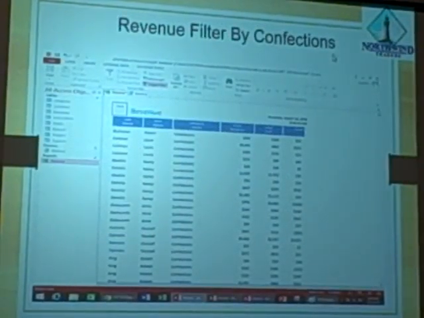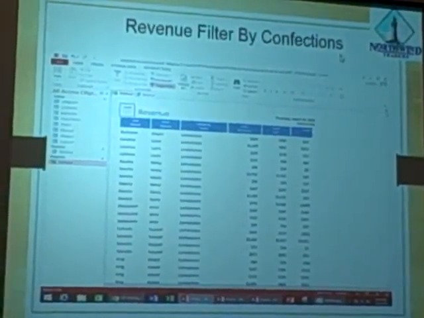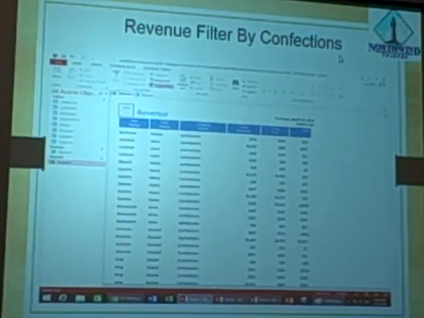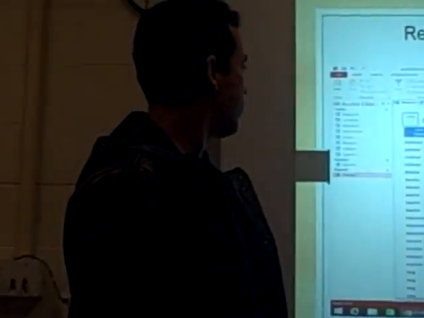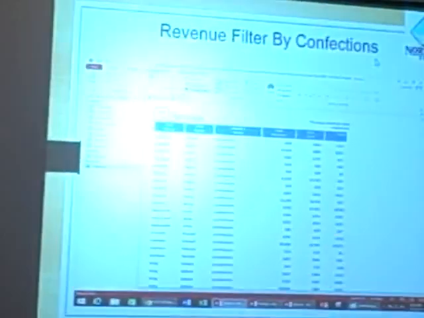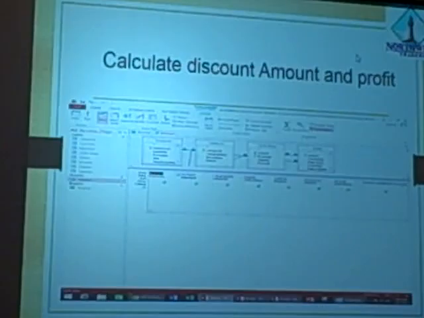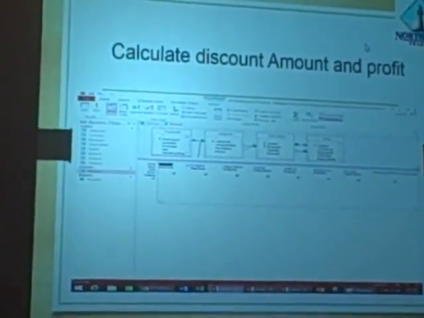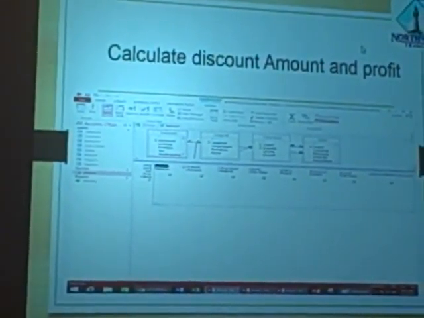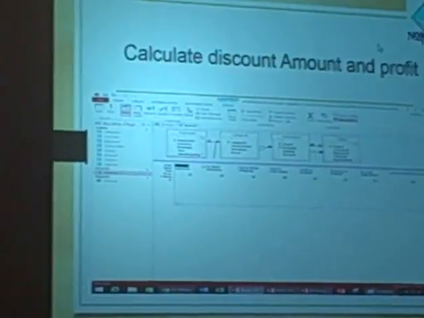Okay, so this is how we calculate the revenue, and this is a report for the revenue, and it's filtered by the category confection. This is from the previous chapters. Okay, this query is to calculate the discount amount and profit too, using formulas.